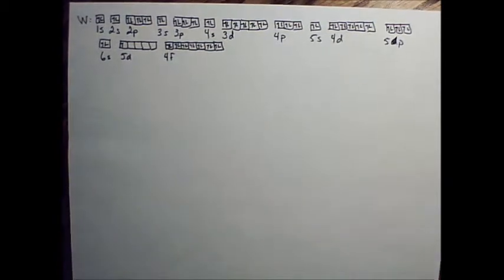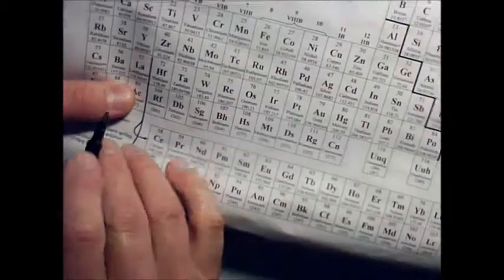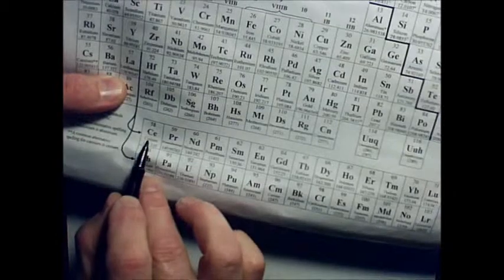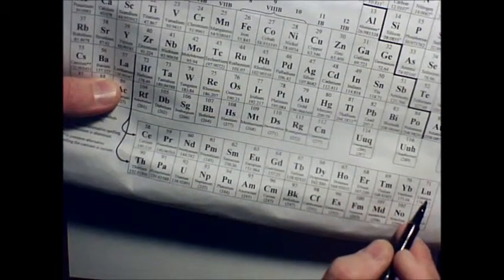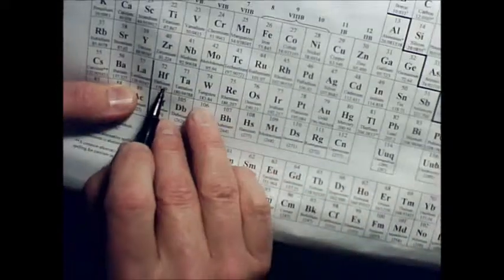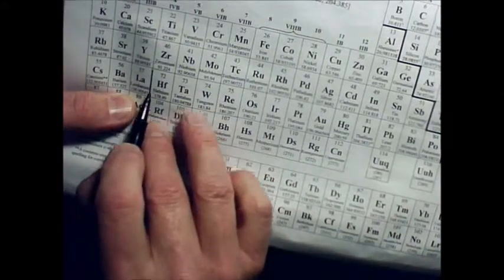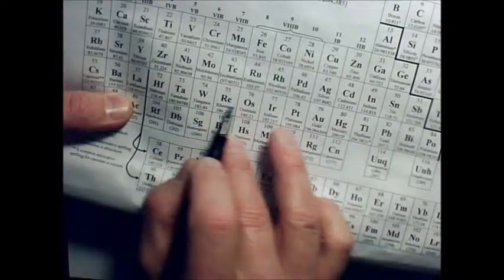Why? Because if you follow the yellow brick road here, we went from 57 to 58. This is a D sublevel, this is an F sublevel. We've got to finish up 71 lutetium before we come back to 72 hafnium. So this is representing where the 5D sublevel is, right? Okay?